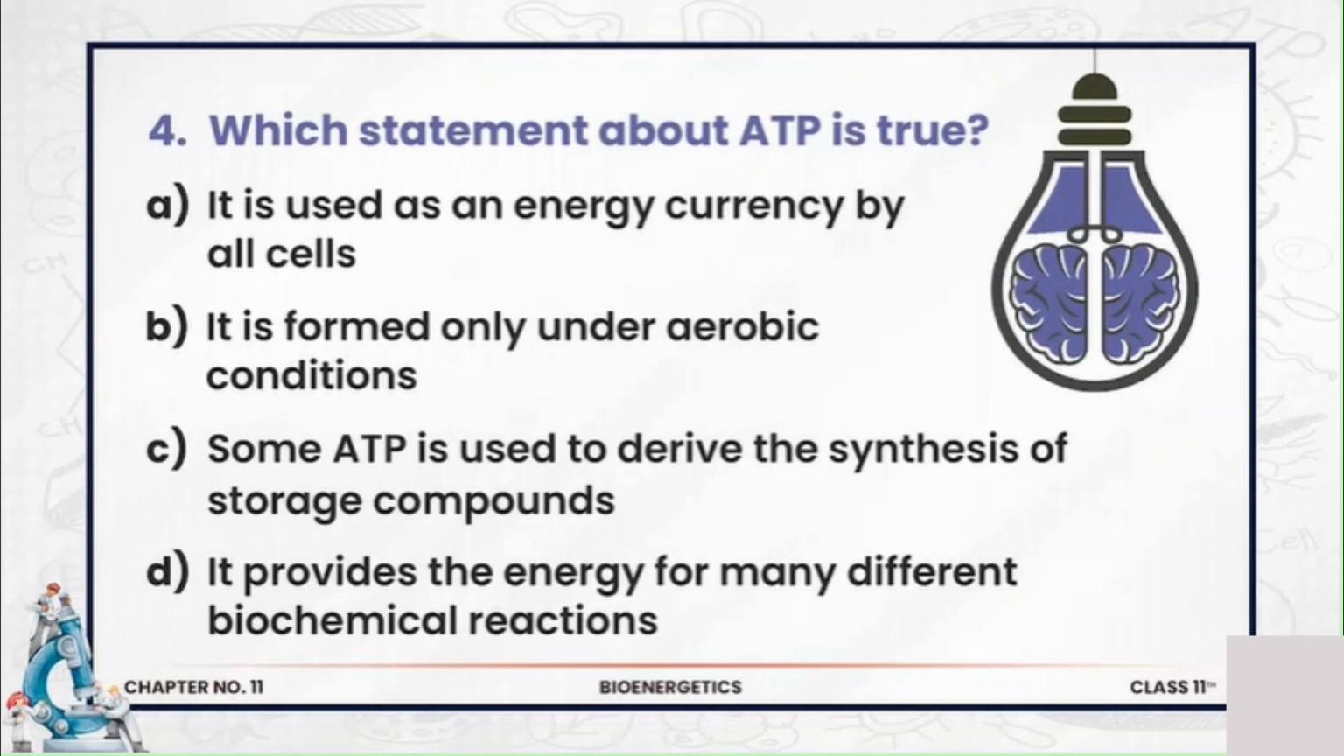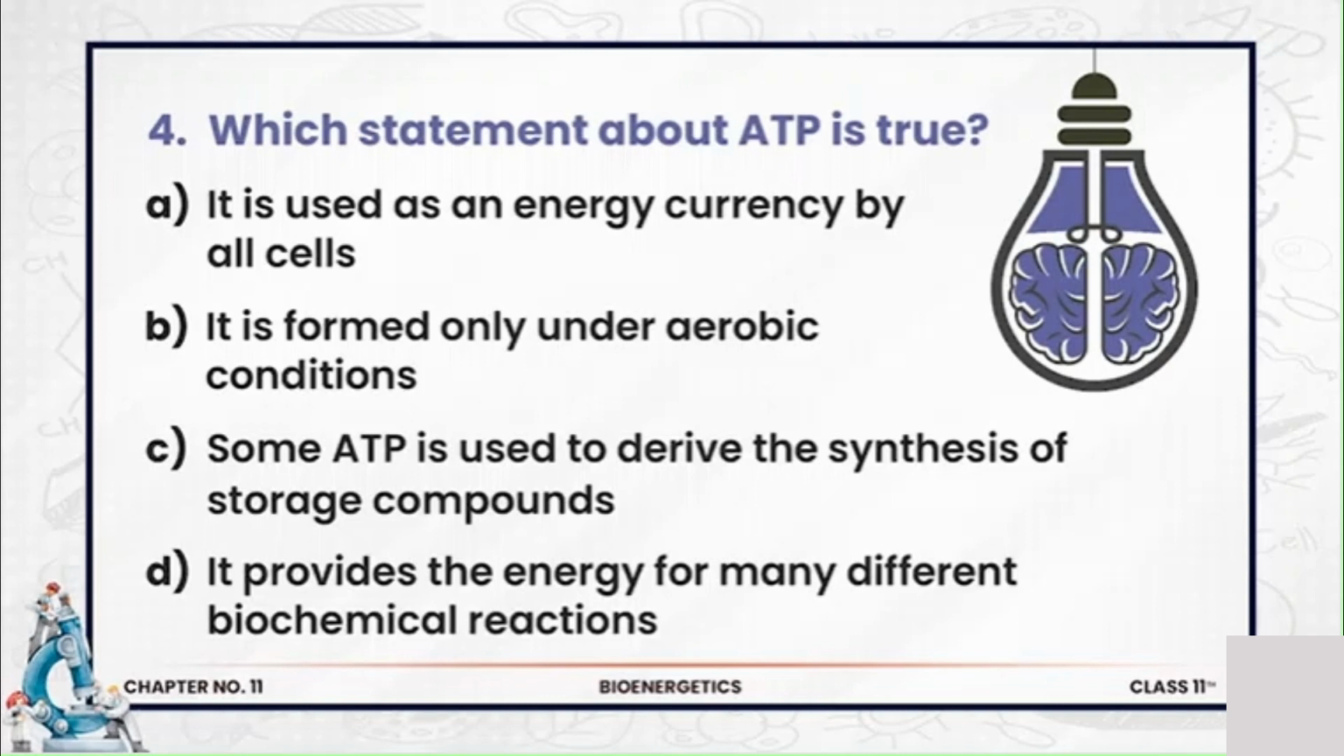ATP हमने डिटेल से पढ़ा, उसके हवाले से कौन सी स्टेटमेंट है जो कि गलत है? It is used as an energy currency by all cells. Alpha option. So it is correct. हमने जो करेक्ट नहीं है वो ढूंढनी है. Beta option. It is formed only under aerobic conditions. Now हमने पढ़ा था कि ये anaerobic conditions में भी बनती है. अलबत्ता उसमें थोड़ी कम बनती है, लेकिन बनती जरूर है.